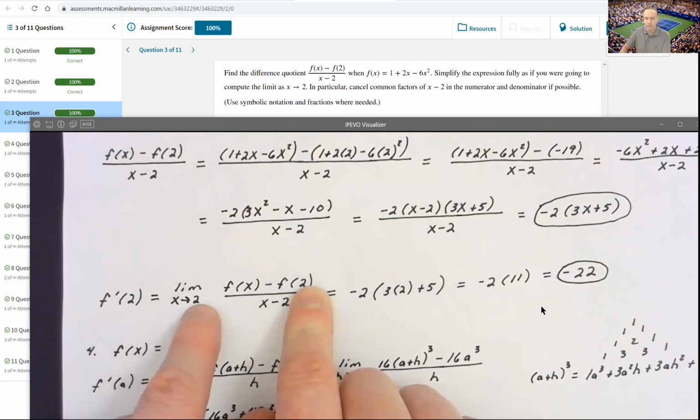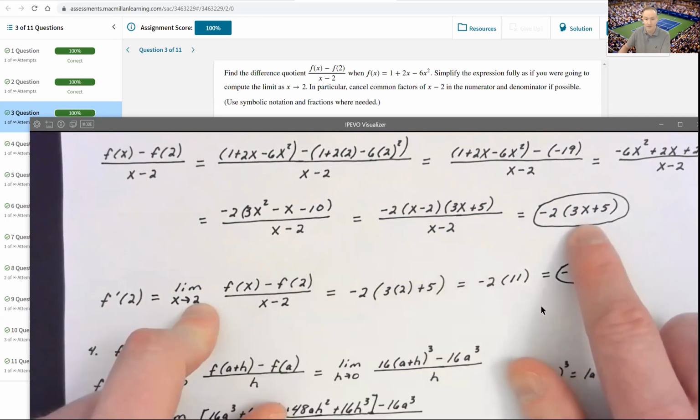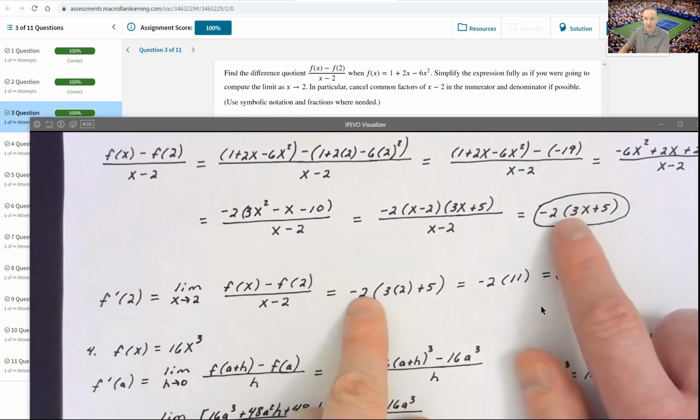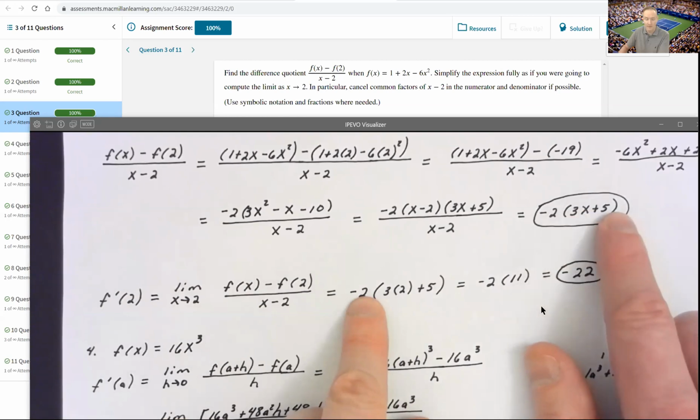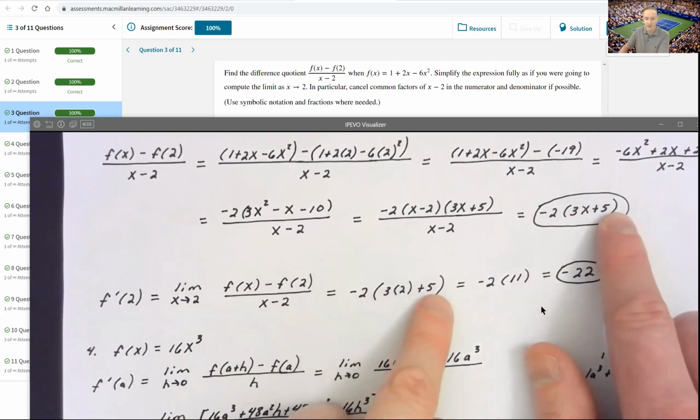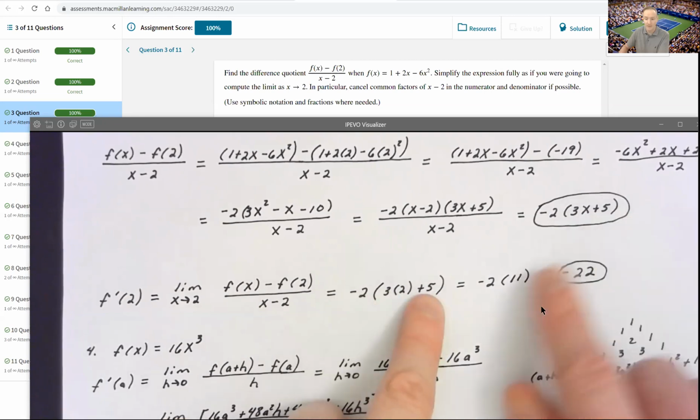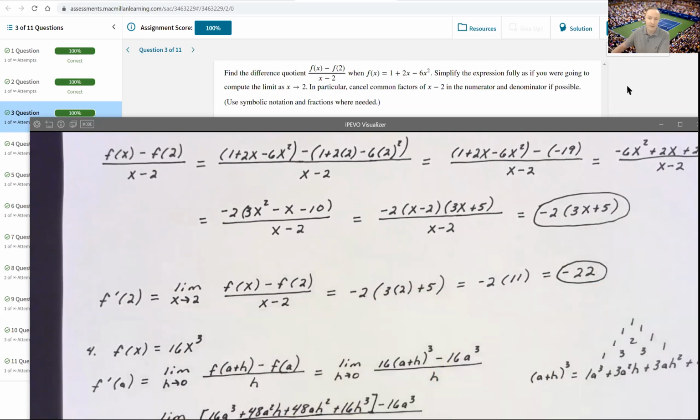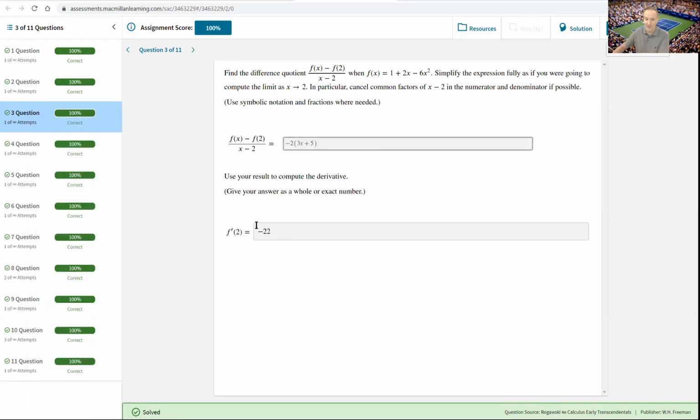So I can say, all right, if I plug a 2 into the formula that I had above here, I have negative 2 times 3 times 2 plus 5. That gives me 6 plus 5 is 11. Negative 2 times 11 should be negative 22 for my instantaneous rate of change. And you can see that that's precisely what it was in this case.